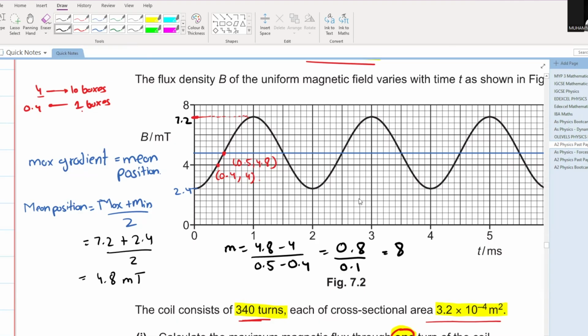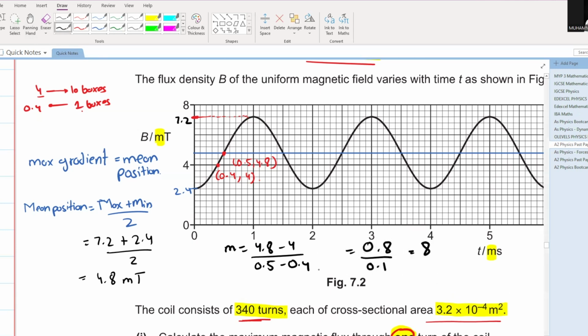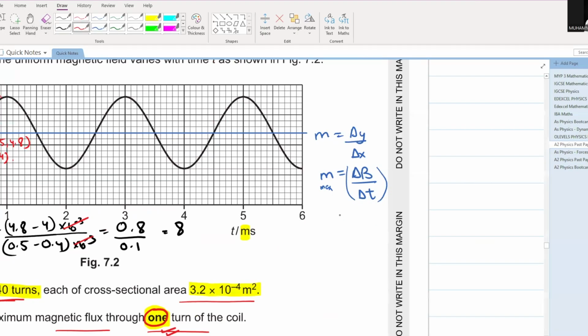Now you will say, sir, you have made a mistake here because I haven't considered the units on the y-axis and the units on the x-axis. But beta, if you apply common sense here, most of physics is common sense. If y has units of milli and the x-axis also has units of milli, they will cancel out top and bottom. Your gradient still comes out to be 8. So your gradient maximum is 8. Your maximum value of change in B over change in T is 8.